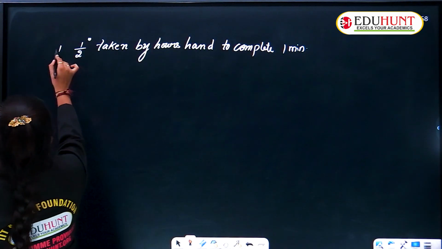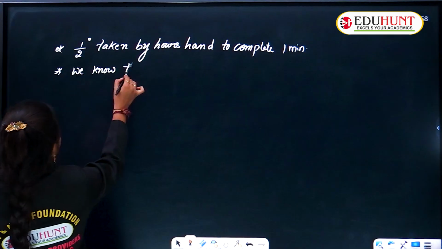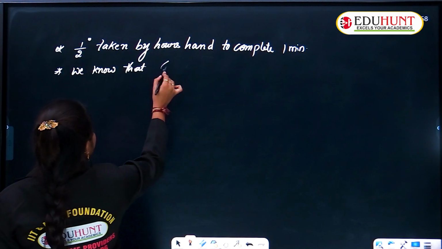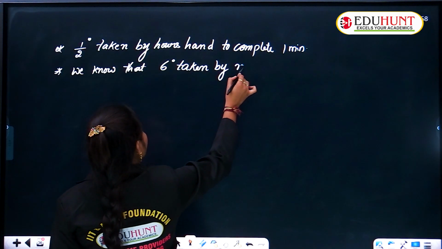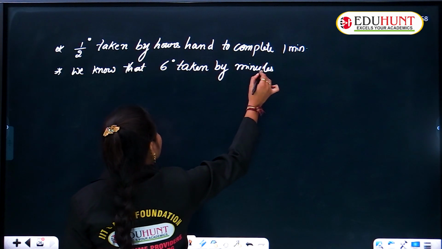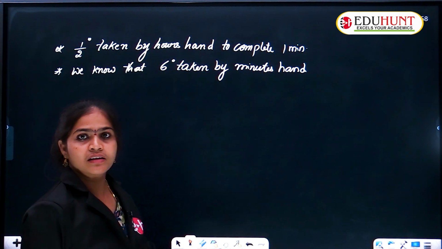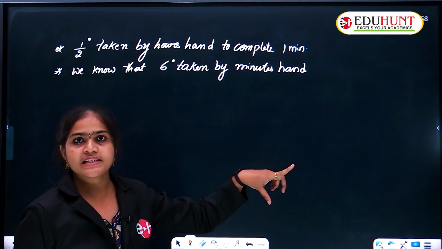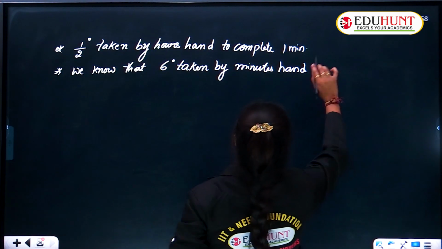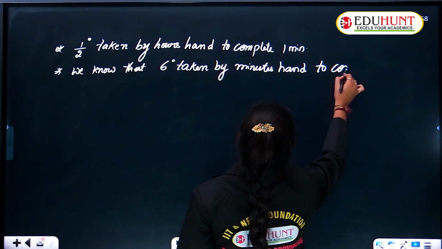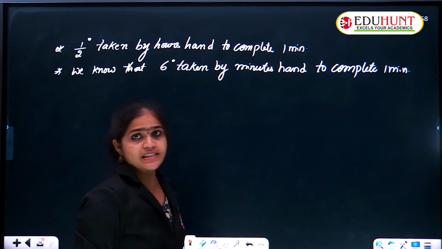And in the same way we know that 6 degrees is taken by the minute's hand. Already we did this one. The minute's hand covers 6 degrees. It completes 1 minute by taking 6 degrees. Now we know that 6 degrees is taken by the minute's hand to complete 1 minute. Now here the difference they are asking.